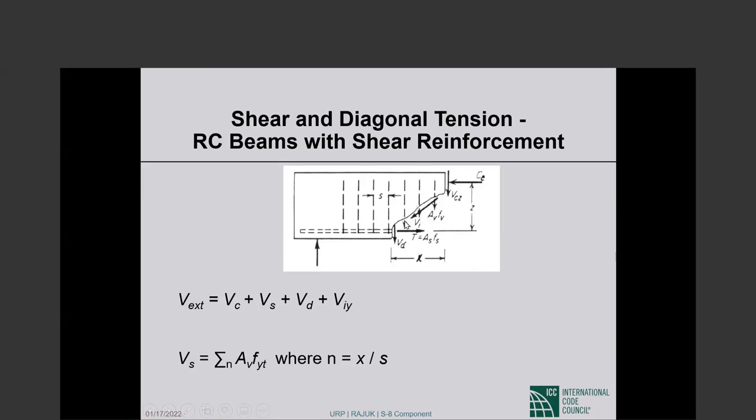So we will take the force, the tension in each stirrup, which will be A sub v f sub yt, and multiply by the number of stirrups that are crossed by the diagonal crack. And that number we are taking equal to x, the horizontal extent of the diagonal crack, divided by the spacing of the stirrups, x over s.